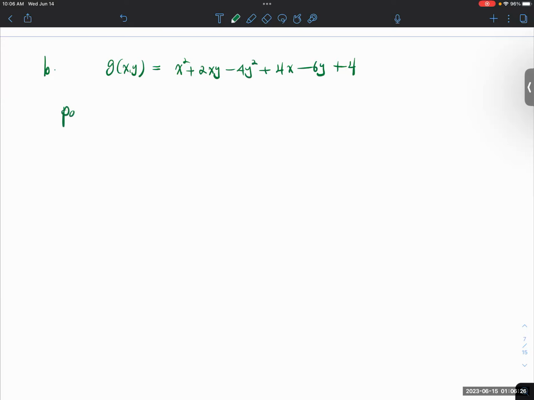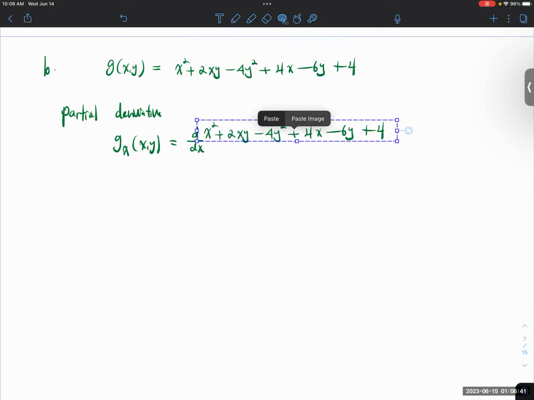So we are going to take the partial derivative. This is the g function with respect to x, so it is going to be d over dx. Copy, paste.